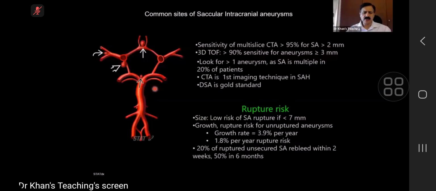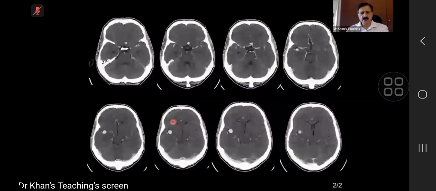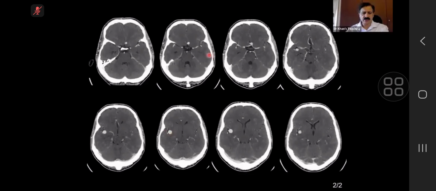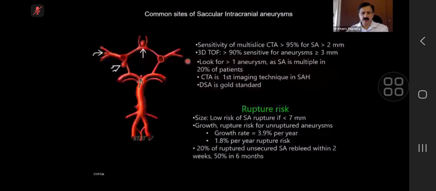And so if you go back to your case, you did very well. This was the bifurcation of the MCA. This one is ACOM. This is ACOM. And you can confidently say it is ACOM because it is so common here.